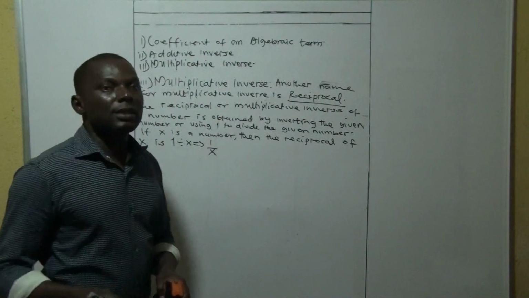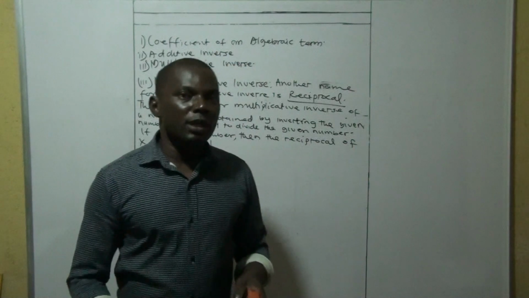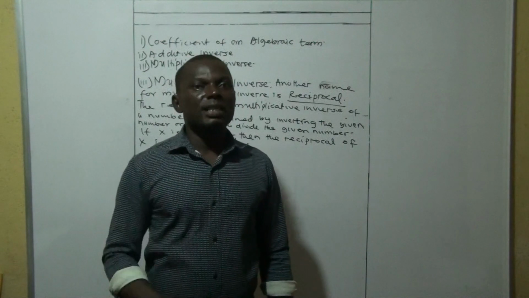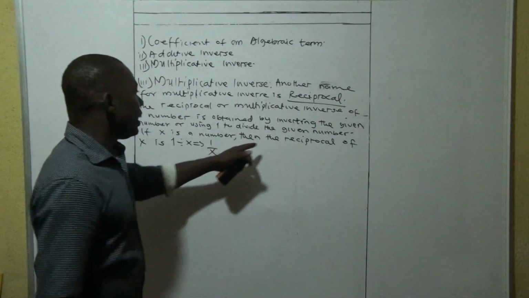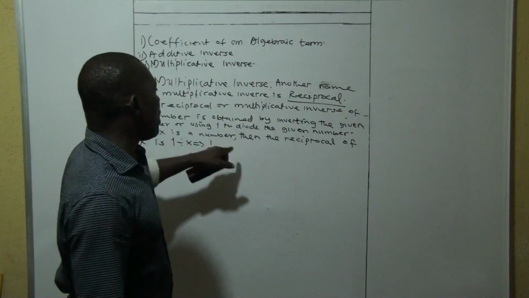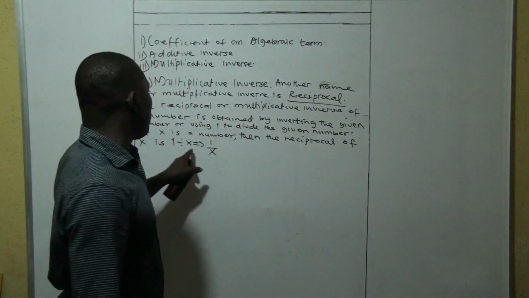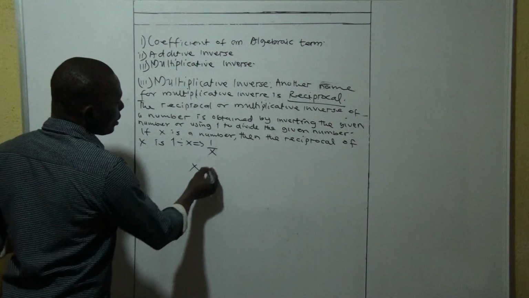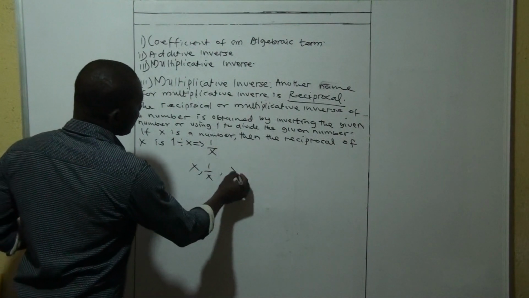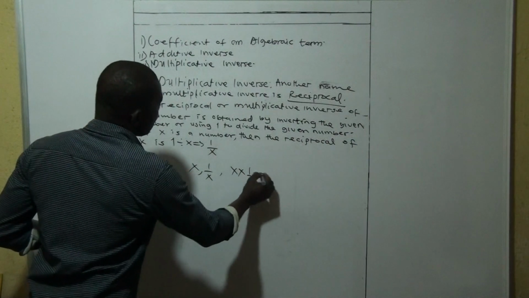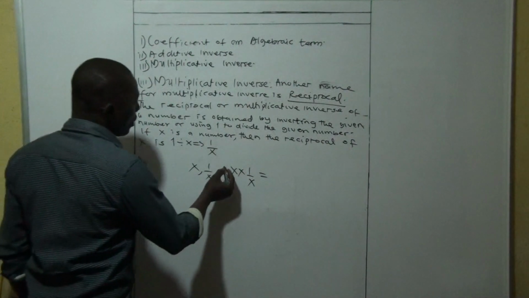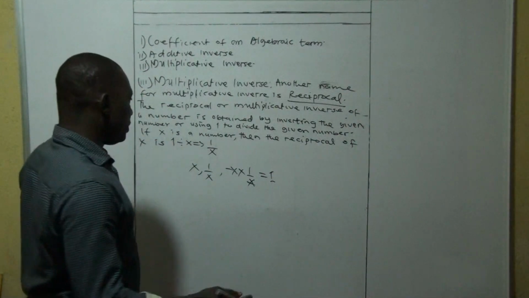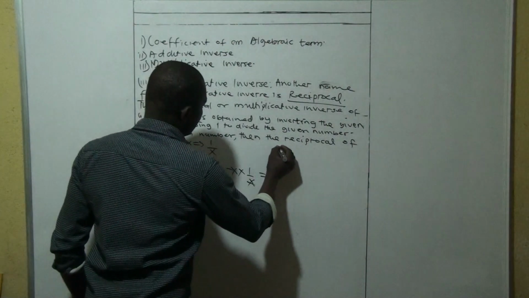And one of the properties of multiplicative inverse is that the product of a number and its multiplicative inverse must give you 1. Like I said, if X is a number, then the reciprocal of X is 1 divided by X, which is 1 over X. So now X is the given number and the reciprocal is 1 over X. So the product of X times 1 over X, let's see if it gives us 1. If it does, that means our answer is correct. So this is one of the properties of additive and multiplicative inverse.